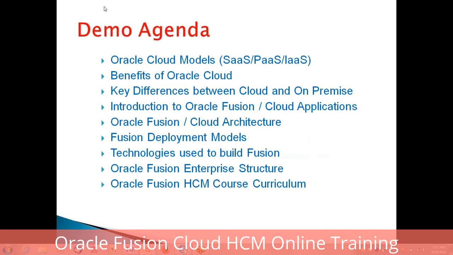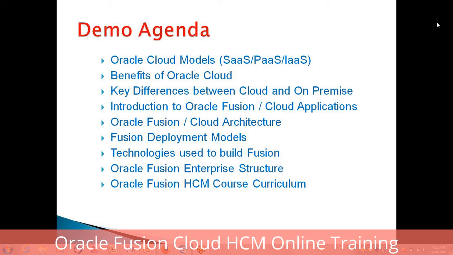Okay, so we'll first go ahead with the agenda. Today I'm going to talk about Oracle Cloud models, SaaS, PaaS, and IaaS, then benefits of using the Oracle Cloud, and we will also look at some key differences between the cloud and on-premise, because most of us are very familiar with the on-premise implemented products, and there is a transformation happening in the market. So I would like to give you some differences between cloud and on-premises.